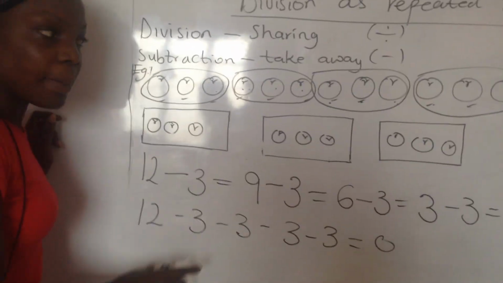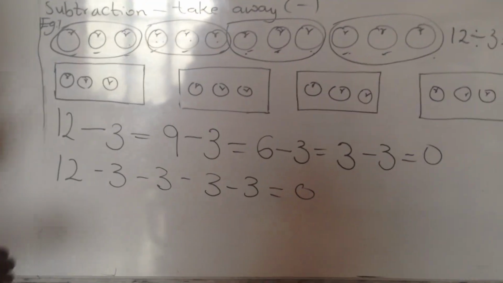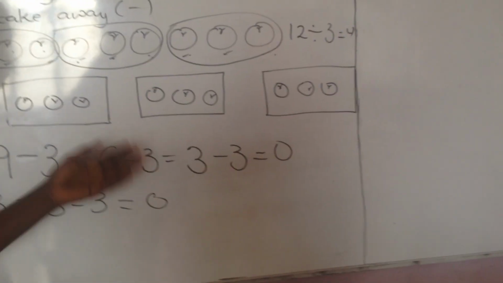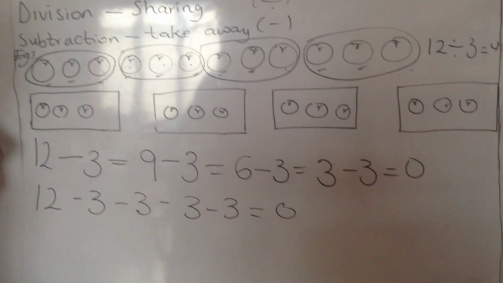When you take that number in the group, the one you gave to the group, the same number you will be taking out continuously. So you get what? 0. I hope you understand. Now, let's move to the next example.